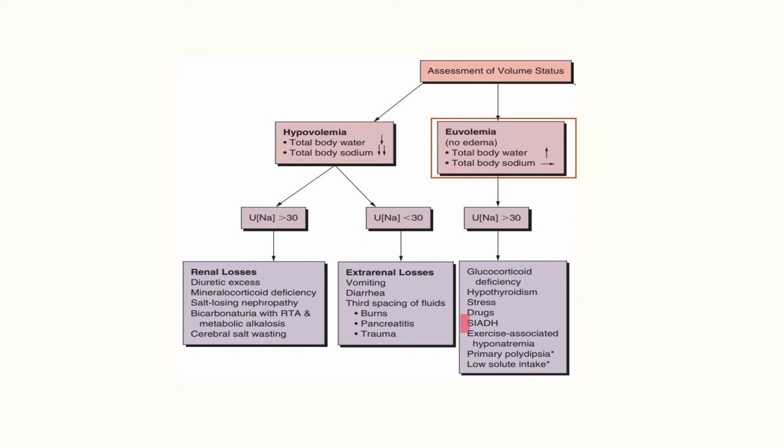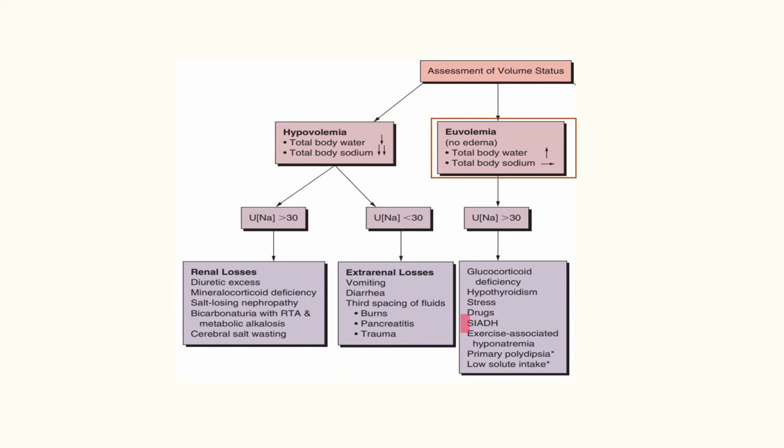So in primary polydipsia, what happens is that the patient goes on drinking a lot of water and is primarily seen in psychiatric patients. So the entire body becomes dilute with water and he passes out urine which has a very low osmolarity, which is less than 100. The lowest you can get is 50. So this is where urine osmolarity comes into play.